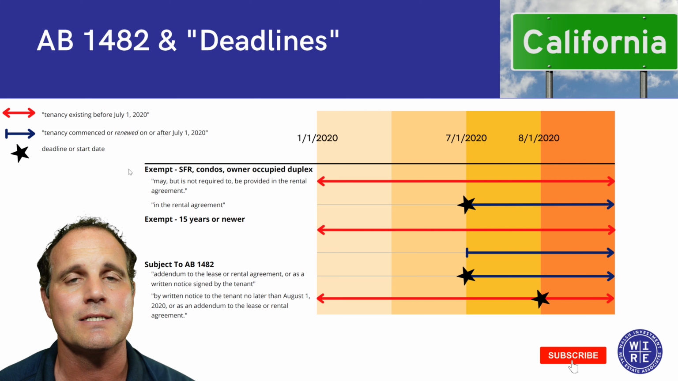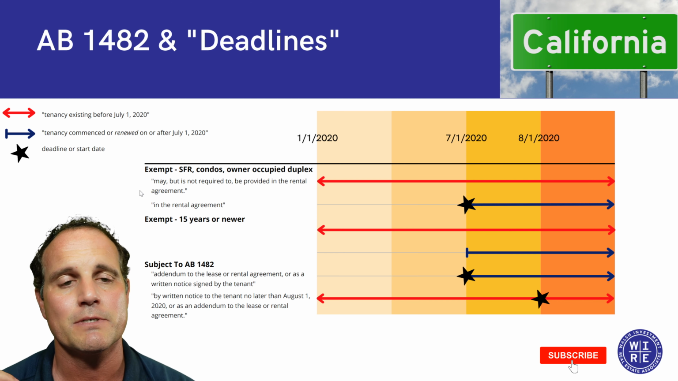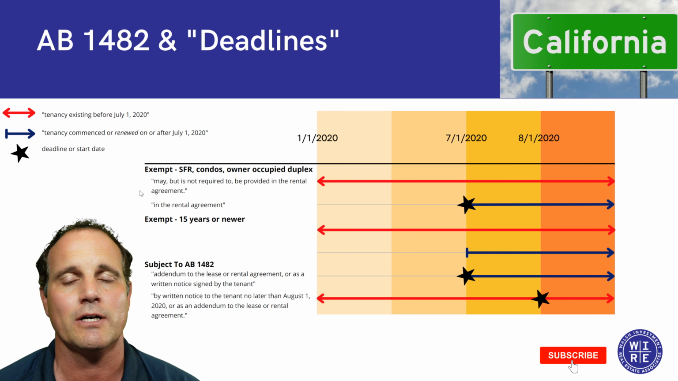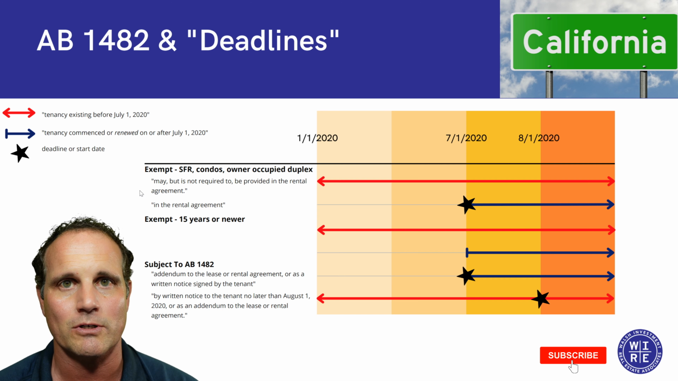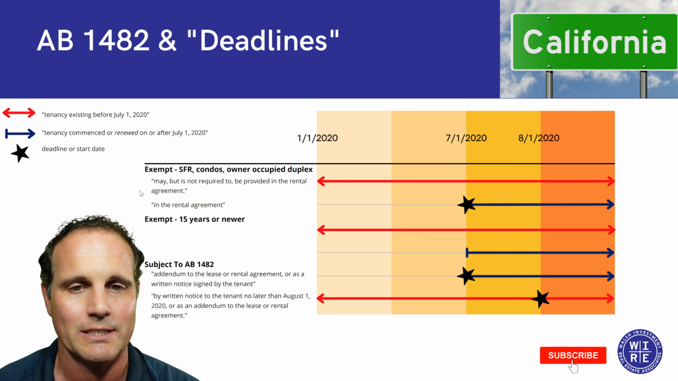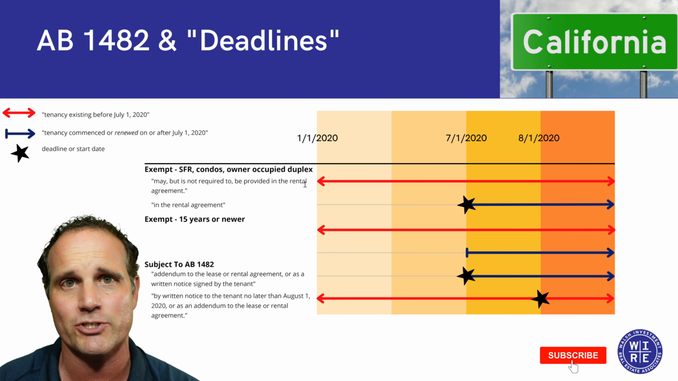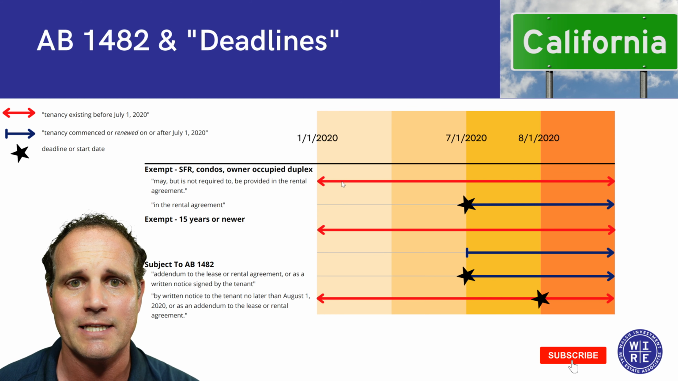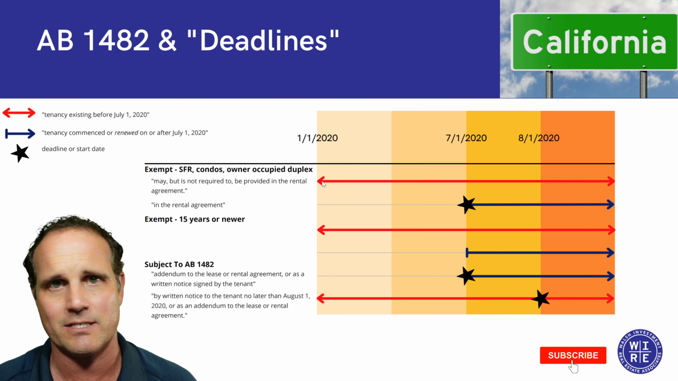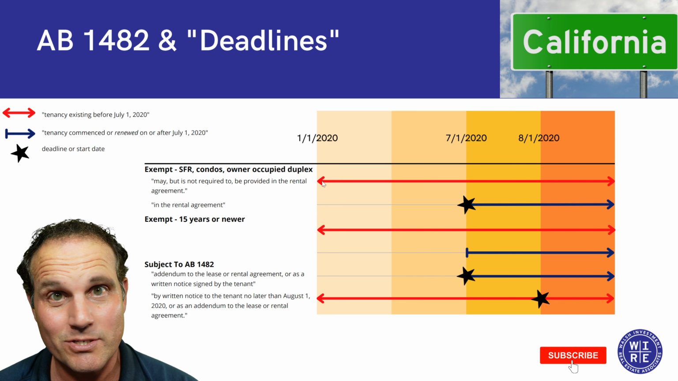So let's start with the exempt properties. And this would be specifically single-family condos, owner-occupied duplexes. That's the short list. There's others, but we're going to just deal with that list right now. So if we look at those that had a tenancy existing before July 1st, 2020, that red line, you can see that actually there isn't a start date there. So why is there no star on this line?